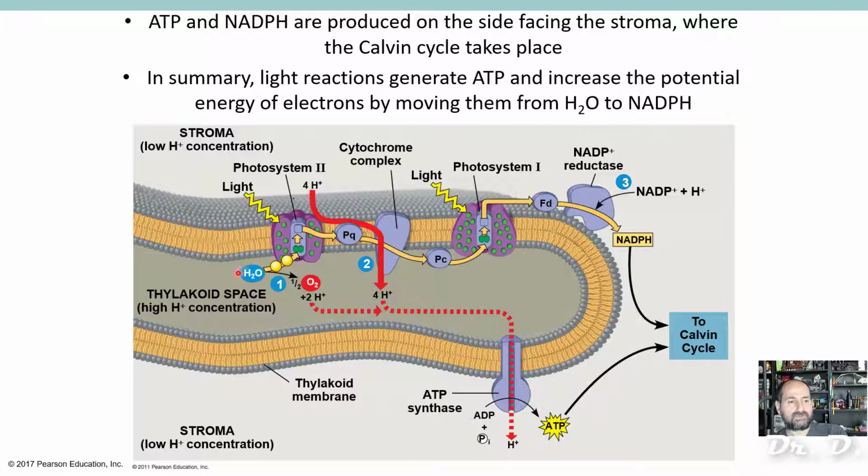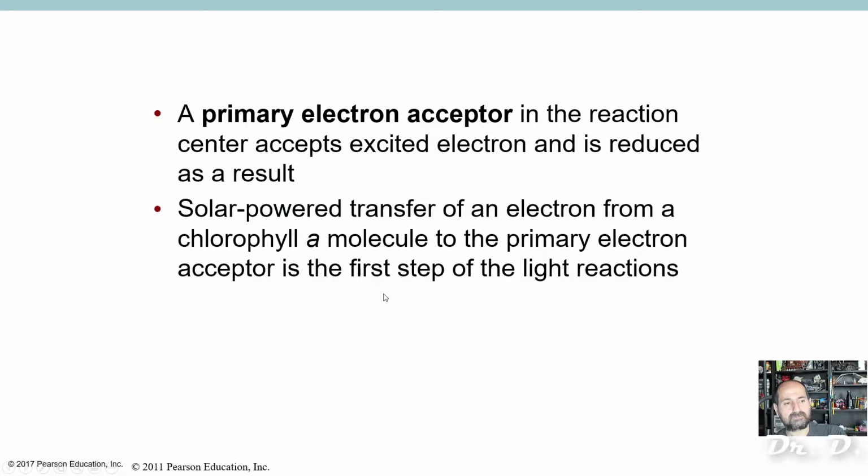Now, what's left over of water when you strip it of its hydrogens? Water loses its electrons, right? So water gets oxidized to oxygen. This is why oxygen is a product of photosynthesis.